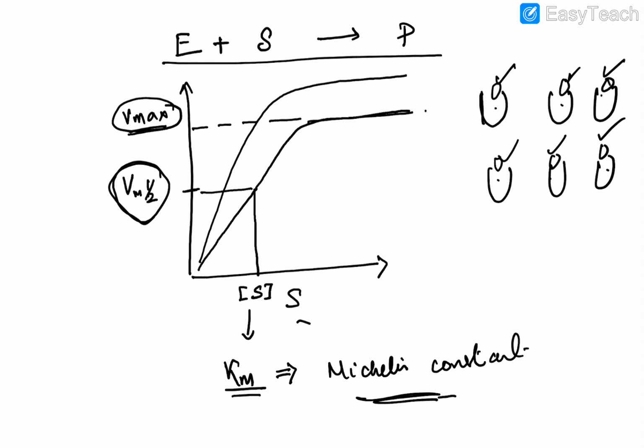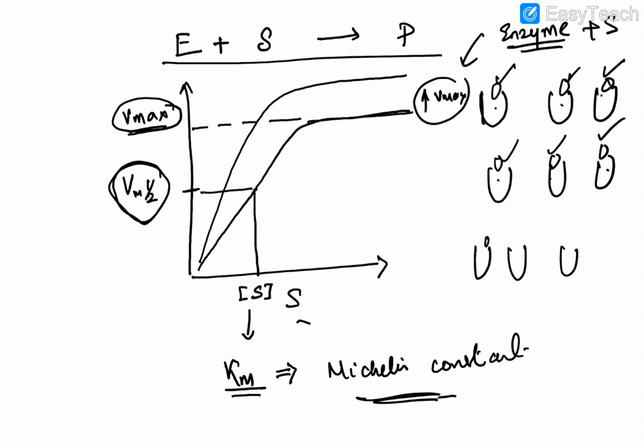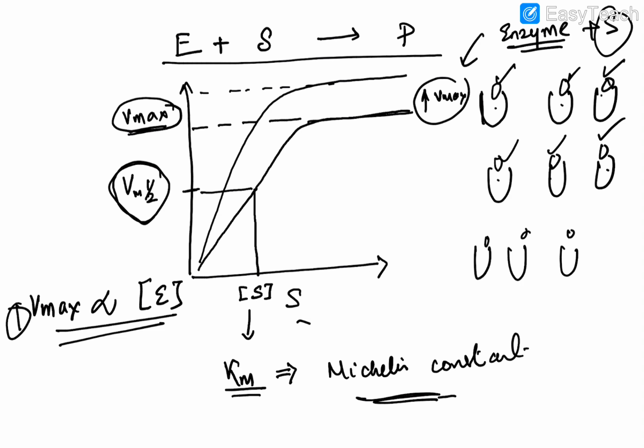How we can increase the Vmax is if we add enzyme to this particular reaction along with substrate. If we add more enzymes along with substrate, then we can increase the Vmax of this particular reaction. Increasing the substrate would not increase the Vmax. So this is the first principle: Vmax is directly proportional to enzyme concentration.